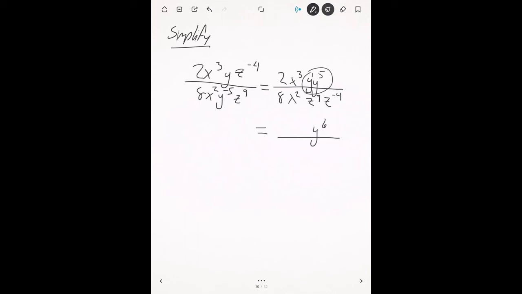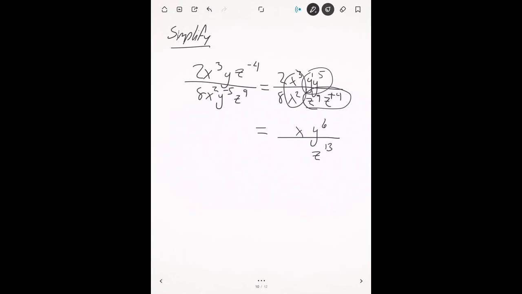Oops, I made a mistake here. That should be a positive. That's a z to the positive 4. My mistake. Let's combine these. I have z to the ninth and z to the fourth. That's z to the 13th. And then I have x cubed over x squared. That's x to the first on the top.